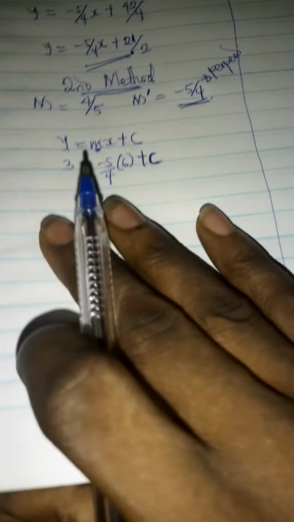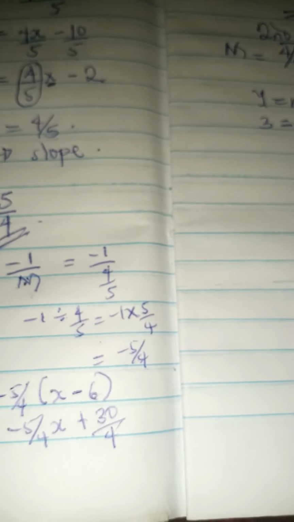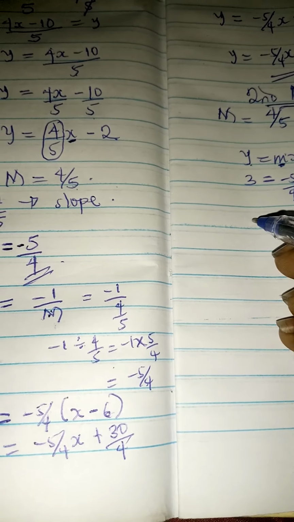So this time around we are looking for the y-intercept. Remember I told you that c is the y-intercept. So we are looking for the y-intercept. So we have 3 equals minus 5 times 6, which is minus 30 over 4, plus c.